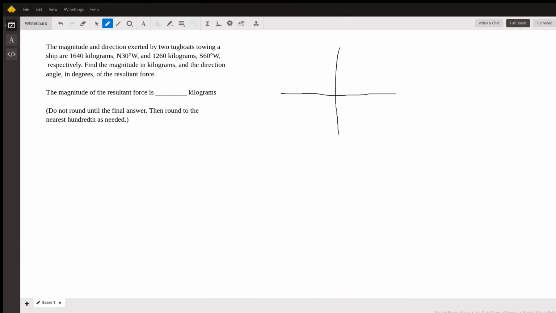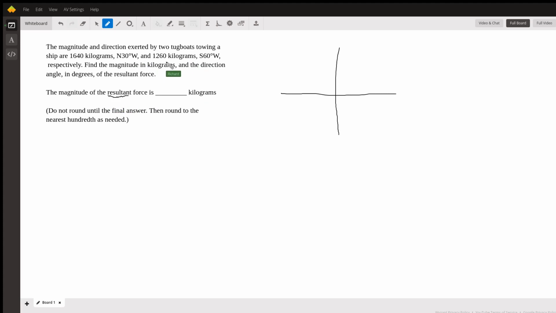This is a question submitted by a student who's probably taking pre-calculus. It involves adding two vectors. The sum of two vectors is called the resultant, and you can see that vocabulary is being used there.